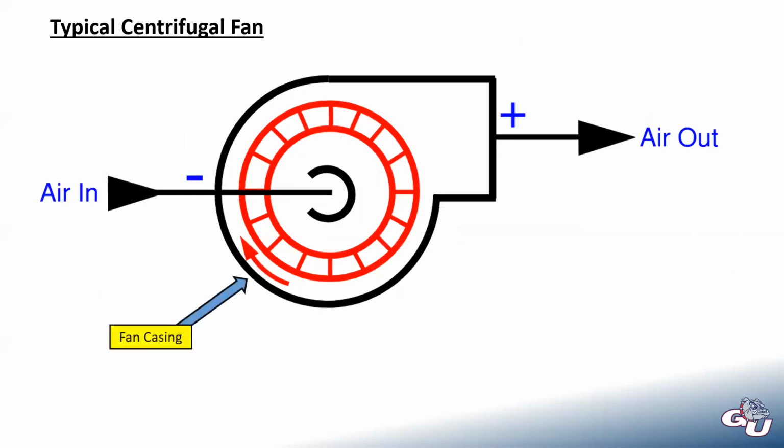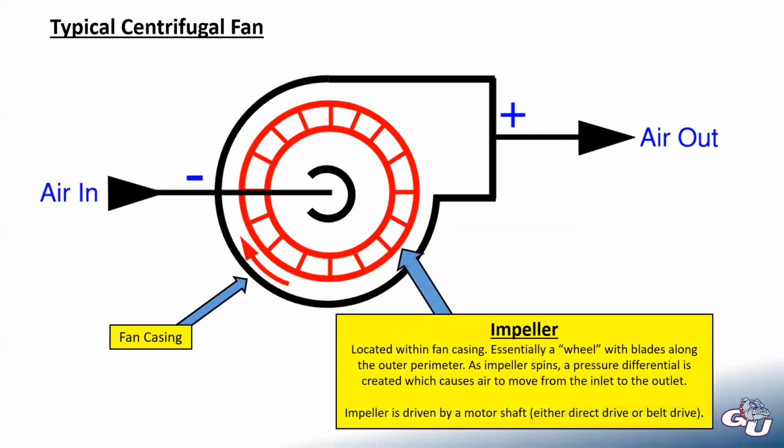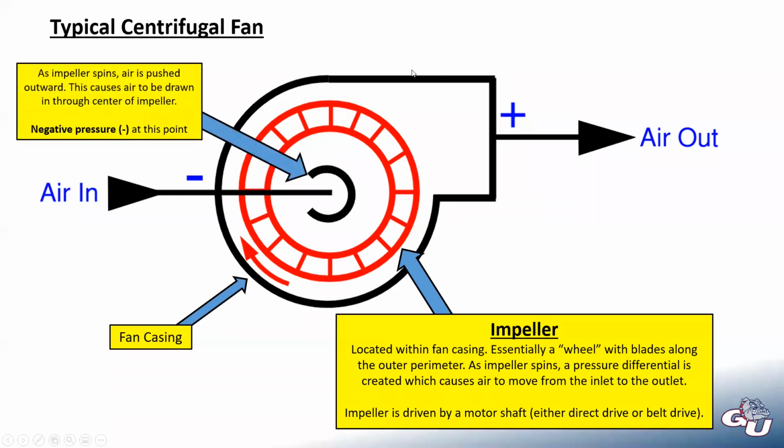So this is a basic fan schematic. We have the fan casing, just the thick black outline there. And then the red wheel looking thing, that's essentially like a paddle wheel. So throughout this impeller, radially, you have all these paddles. And as this impeller spins around, what happens is that pushes air outward from the impeller. And as that air is pushed outward, that induces a negative pressure on the inlet.